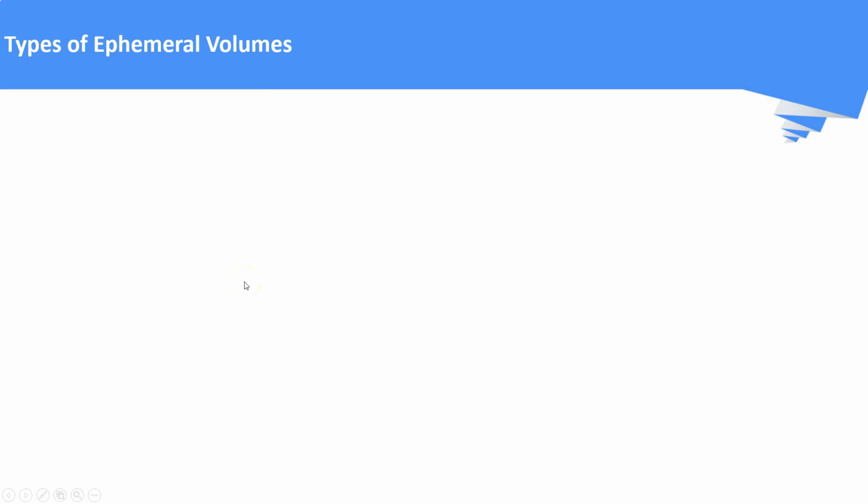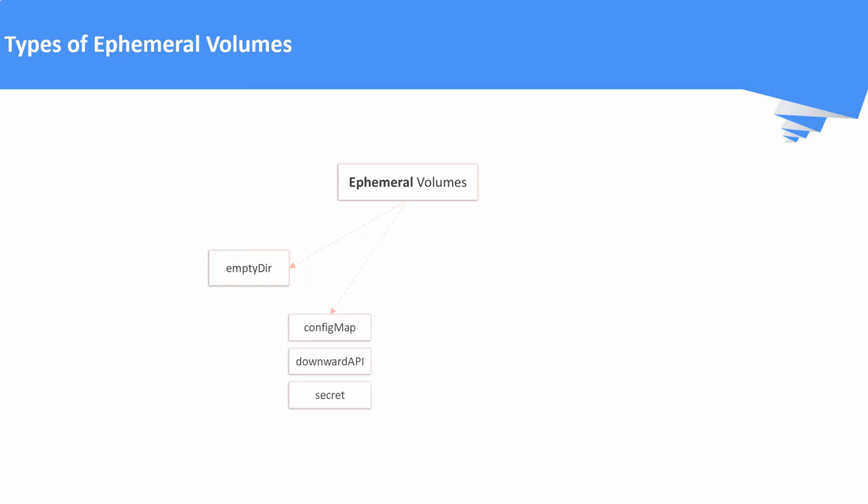Types of ephemeral volumes. Kubernetes supports several different kinds of ephemeral volumes for different purposes. First, emptyDir volumes. As the name indicates, this volume is empty at pod startup. ConfigMap, downwardAPI, and secret inject different kinds of Kubernetes configuration data or secret passwords into a pod. CSI ephemeral volumes and generic ephemeral volumes are the special kinds which are supported by Kubernetes storage drivers or plugins.